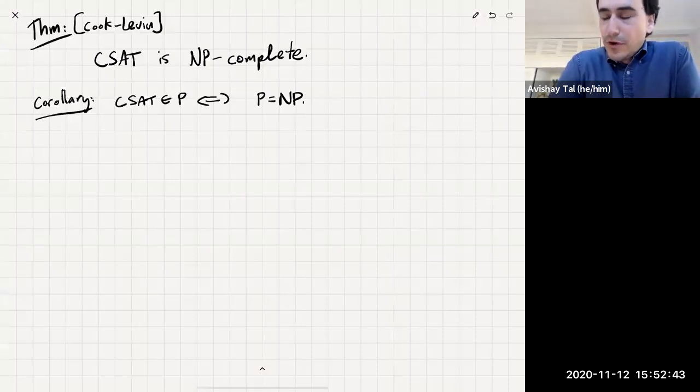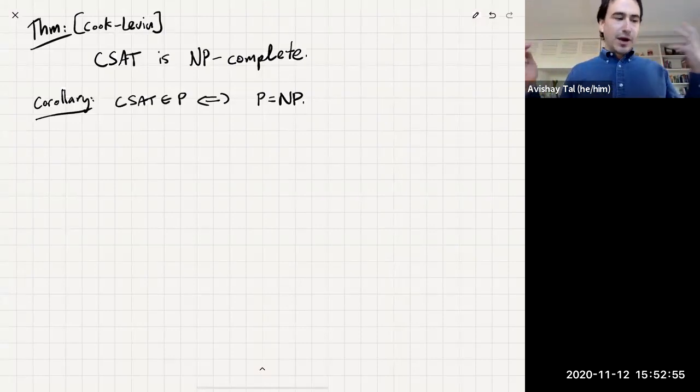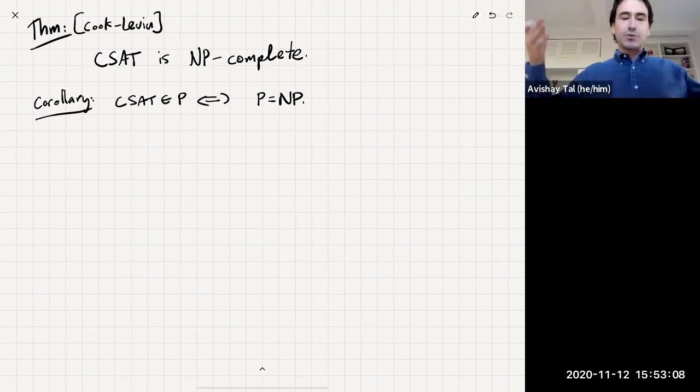Okay, so the theorem that I sort of hand-waved last time is that CSAT is NP-complete, or in other words, that you can reduce every problem in NP to this problem about circuits. Let me remind you a little bit how this goes. You think of some problem in NP: given some input X, you need to decide whether there exists some other witness Y such that XY is in the relation R.